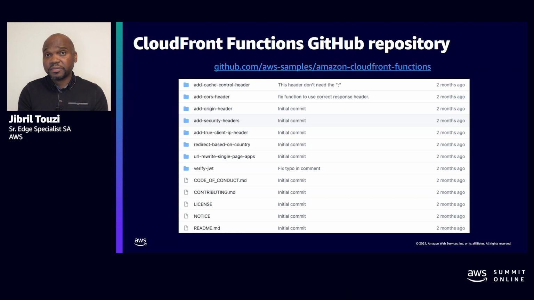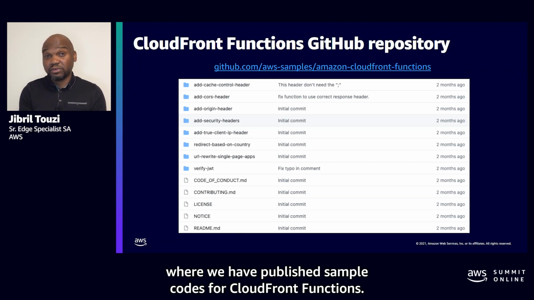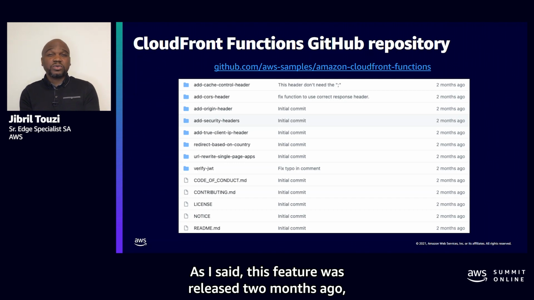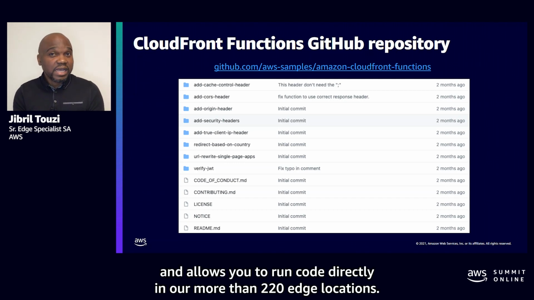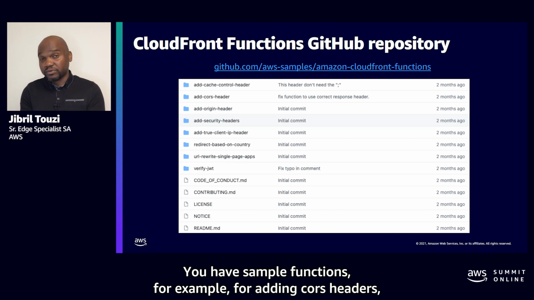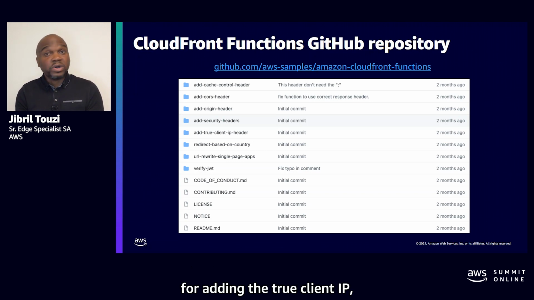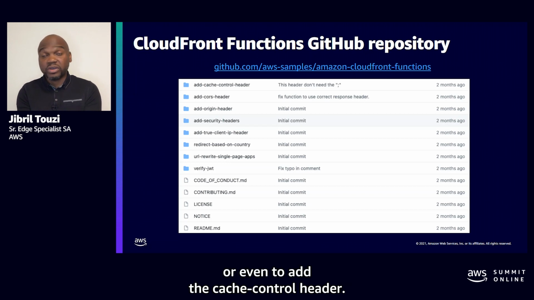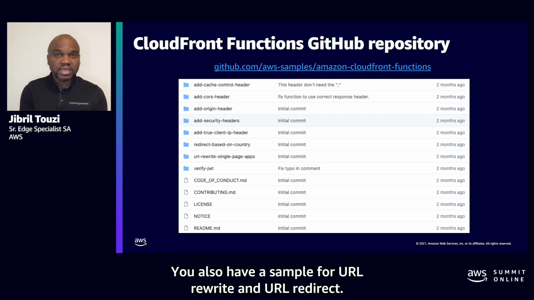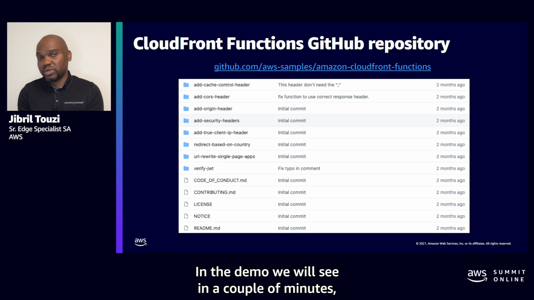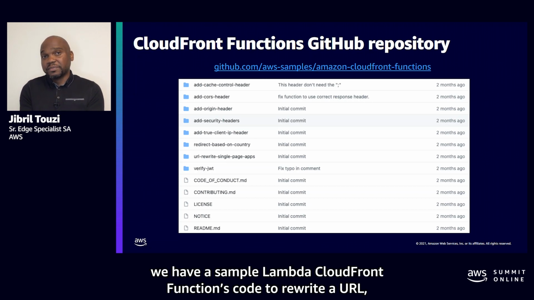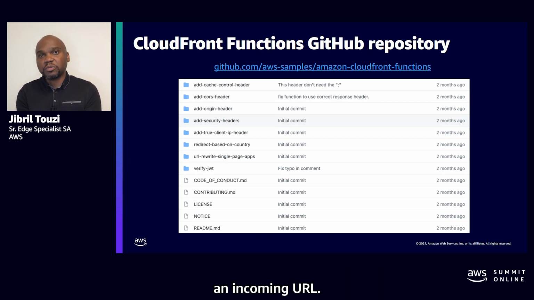We have a page on GitHub where we have published sample code for CloudFront functions. As I said, this feature was released 2 months ago, and allows you to run code directly in our more than 220 edge locations. You have sample functions, for example, for adding CORS headers, for adding the true client IP, or even to add the cache control header. You also have a sample for URL rewrite and URL redirect. In the demo we will see in a couple of minutes, we have a sample CloudFront functions code to rewrite the incoming URL.